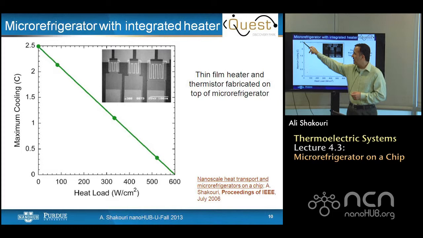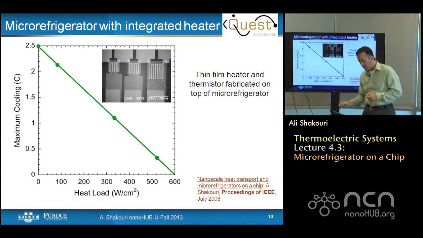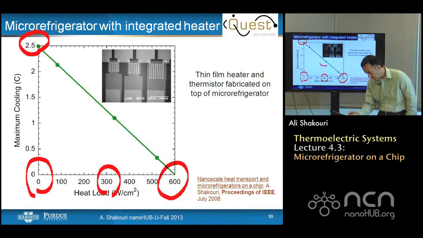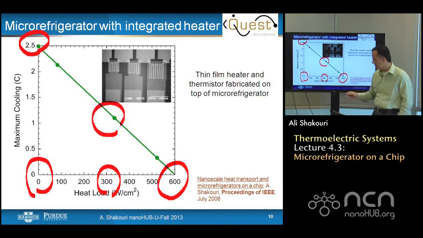But even with that, at 0 heat load, when you don't send current to this heater, the cooling is 2.5 degrees. You have to apply up to about 600 watts per square centimeter to get the temperature on top of the device the same as the surroundings. So the cooling power density is defined to be 600 watts. You can have 0 heat load on top and 2.5 degree cooling, 300 watt heat load on top with 1 degree cooling, or 1.2, and then 600 watts per square centimeter heat load and no cooling at all. So this is how the cooling power density is characterized.